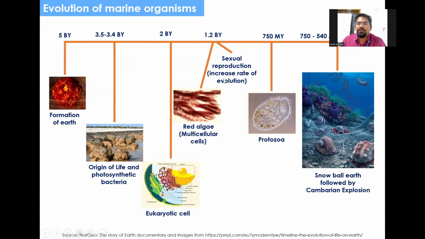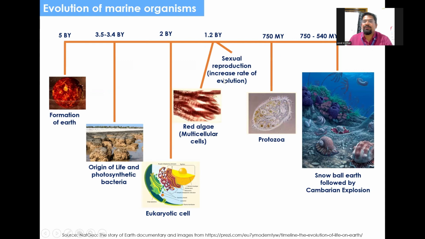If we look into the evolution of the marine organisms, let us start from where it all started. So basically the formation of the Earth is close to 5 billion years ago, right? For one and a half billion years, there was no life on the planet, as the Earth was still forming. And then somewhere close to 3.5 to 3.4 billion years ago, there was the origin of life.